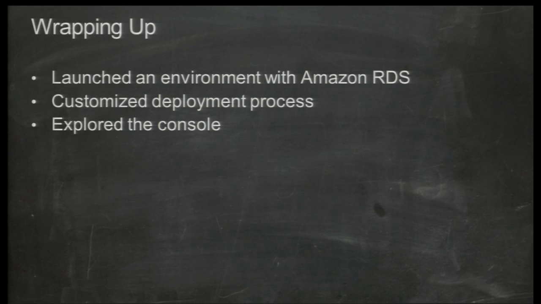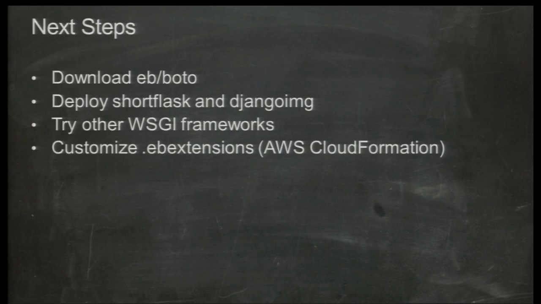There's also things that we didn't show, such as yum packages. So if we need to install, say, the libjpeg devel package to install pill or something, that's another option. There's a section in there to install RPMs. We also looked at the console. So that was, again, another useful tool if you want to have a nice web interface to configure your environments.